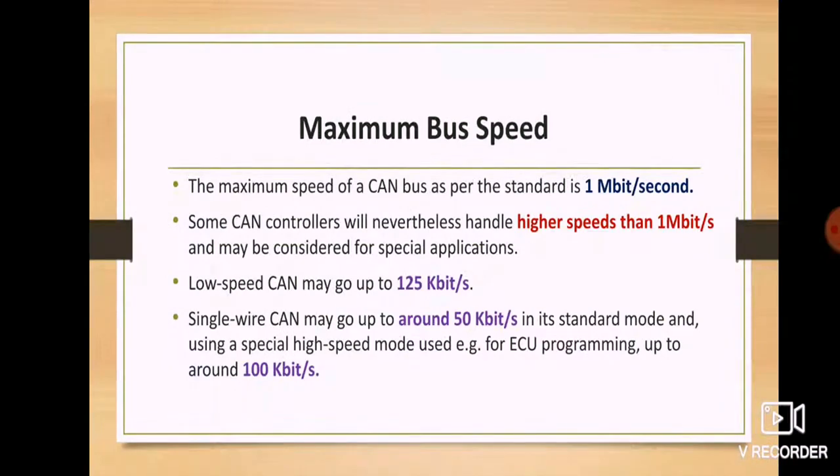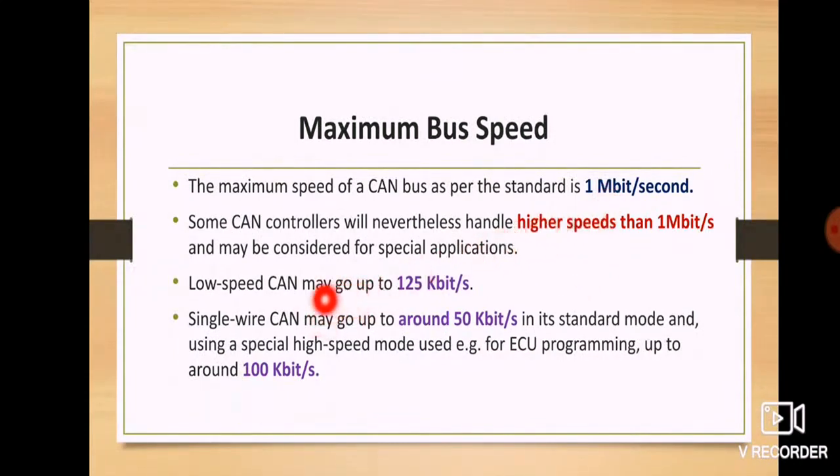Let's see, the maximum speed of CAN is 1 Mbps, that is 1 megabit per second. Some CAN controllers will nevertheless handle higher speeds than 1 Mbps and may be considered for special applications. Even so, you will not always get 1 Mbps, because it varies with the length of the wire that we are using. So that also matters a lot.